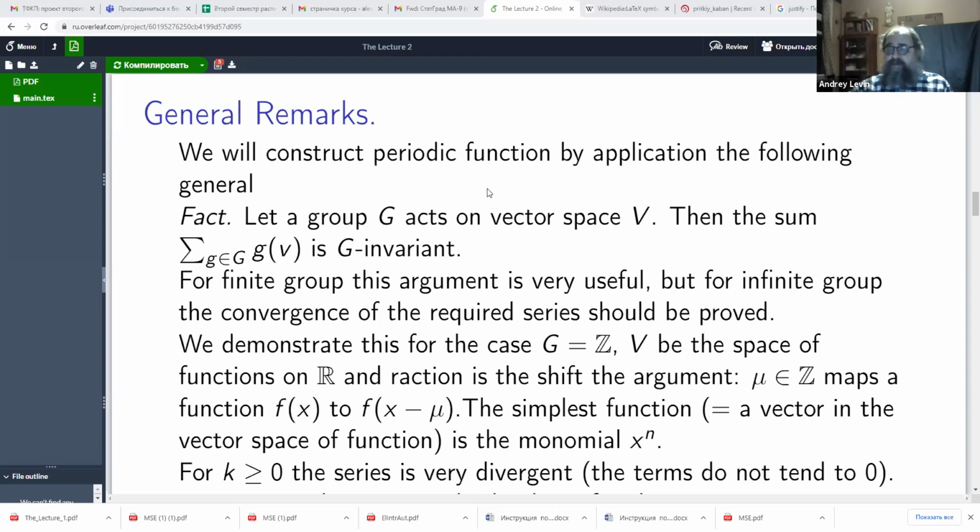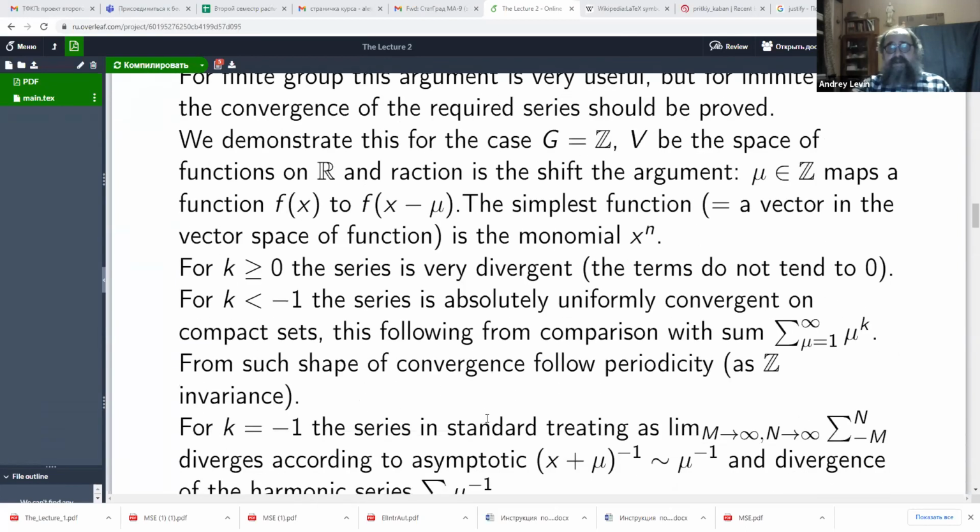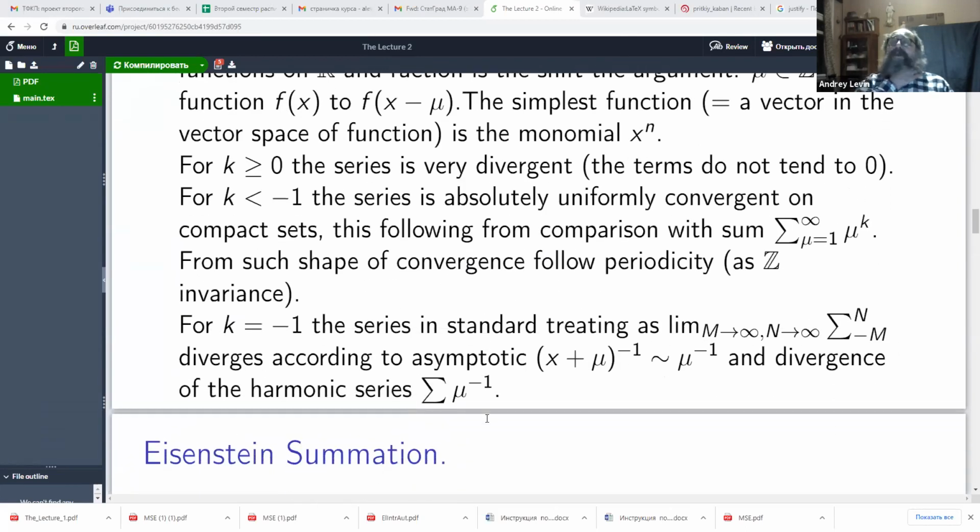If I want to average positive powers of x, then we have absolutely no chance to simply define what its sum is. This series is divergent just because the terms don't tend to zero. But for negative powers, the situation is different. If the exponent is less than or equal to -2, then this sum is divergent. I will prove it in a few minutes.